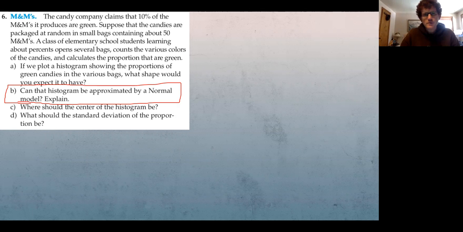Can anyone remember, what do we need to do to check that a normal model is appropriate?